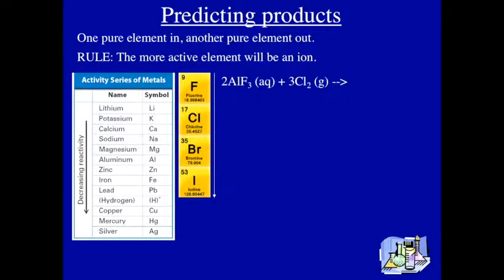Now, if I look at the converse of this, if I have my more active nonmetal already as an ion, so I have 6 fluorides, fluorine is more likely to become the ion. No reaction happens because fluoride will not be reduced. It will not give up electrons to chlorine because fluorine is more active than chlorine.